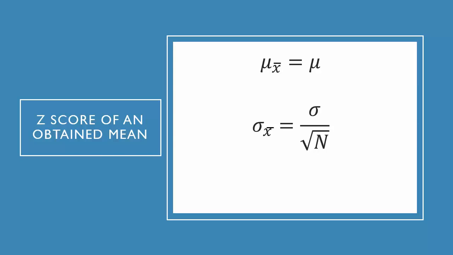And so mu sub x bar is what we're going to use for a z-test. Now, lucky for us, that's the same as mu. It is the same thing. So the mean for the population is the same as the mean of all the possible means of a population. That's what that's saying. But the same is not necessarily true for the standard deviation.